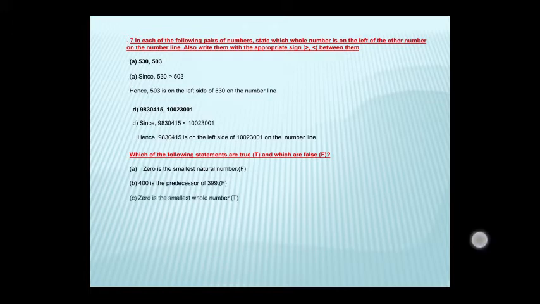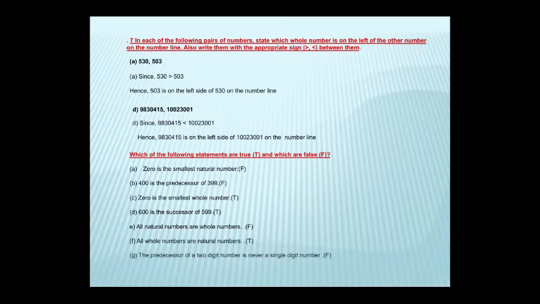0 is the smallest whole number. Yes, 0 is the smallest whole number. 600 is the successor of 599. Yes, it is a true statement, 599 plus 1 is 600. All natural numbers are whole numbers. Yes. All whole numbers are natural numbers. No, since natural numbers are included in whole numbers, but not all whole numbers are natural numbers.